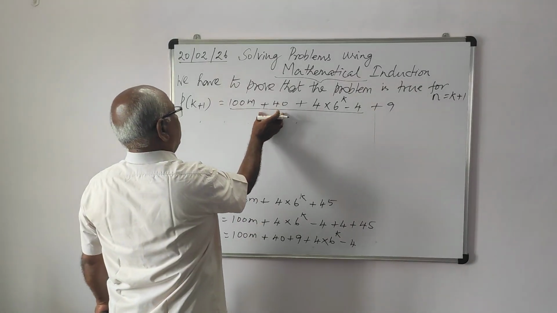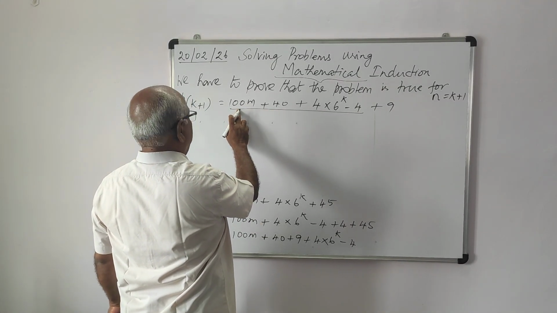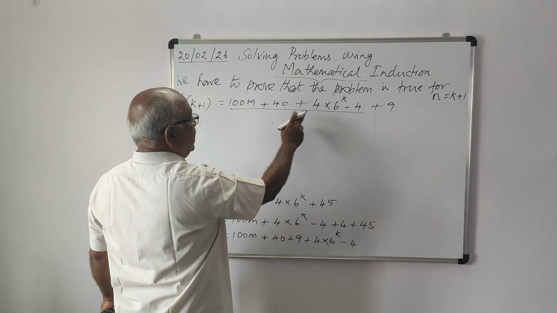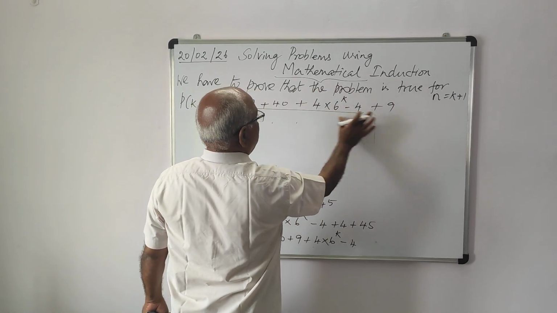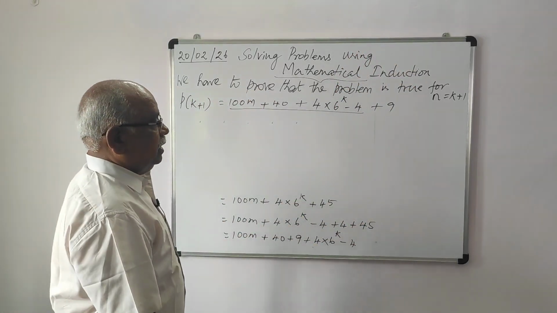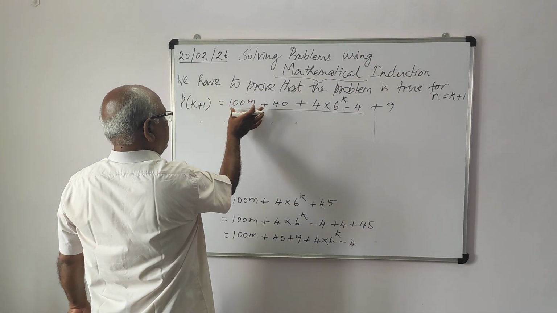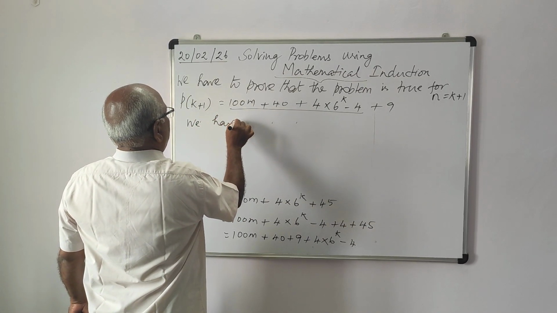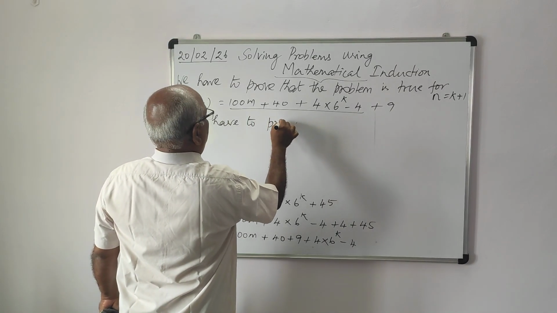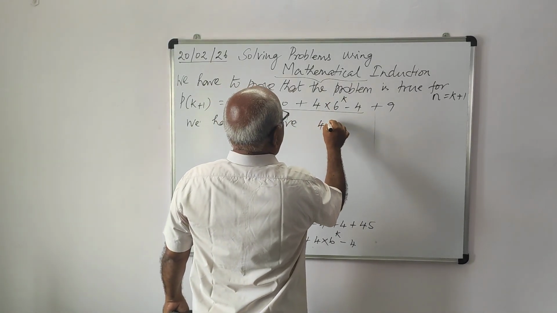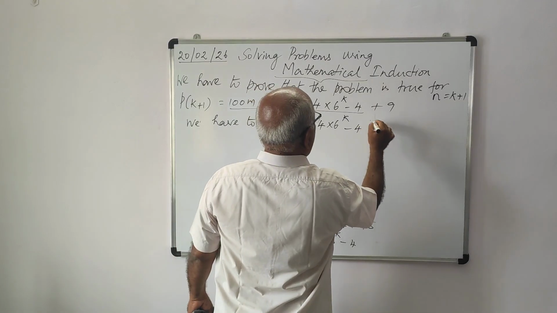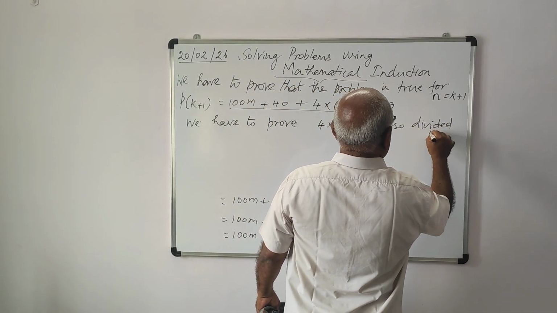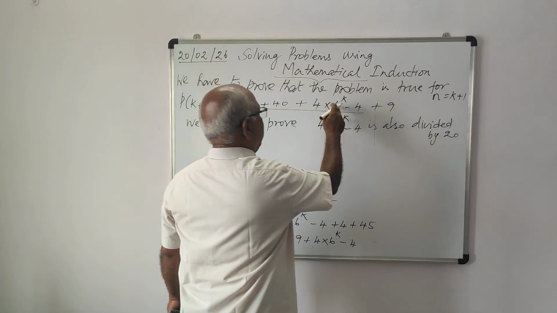இங்க பாருங்க 100m plus 40 20 ஆல் டிவைட் ஆகும். 100m 20 ஆல் டிவைட் பண்ணலாம். 5m plus 2, 20 40. இது டிவைட் ஆகுது 20 ஆல். இதுவும் 20 ஆல் டிவைட் ஆயிடுச்சுன்னா ப்ராப்ளம் ட்ரூ. ஏன்னா ரிமைண்டர் 9 இருக்கு. அதனால the first two expressions, this is divided by 20. Therefore we have to prove 4 into 6 power k minus 4 is also divided by 20. இதுவும் 20 ஆல் டிவைட் ஆகும்னு சொல்லணும்.